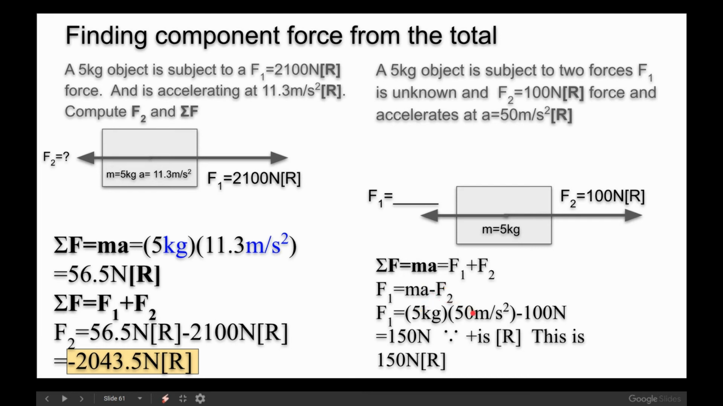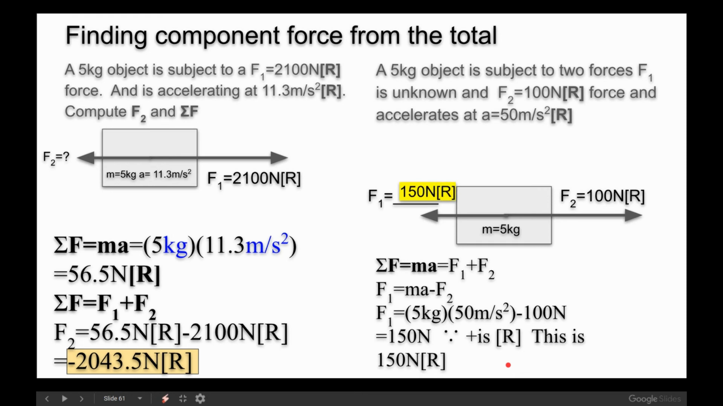ma is 50 times 5. Then we subtract 100 newtons, assuming that we've made positive to the right. So we get an answer of 150 newtons, and since positive is to the right, this is 150 newtons to the right. This is doing it with fewer steps and is acceptable, but it may cause you a bit more confusion than the way I did it on the left.